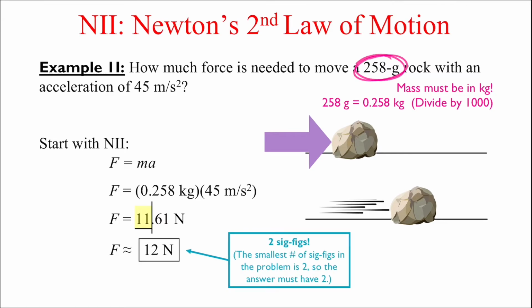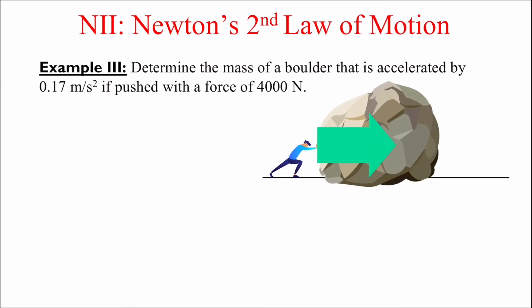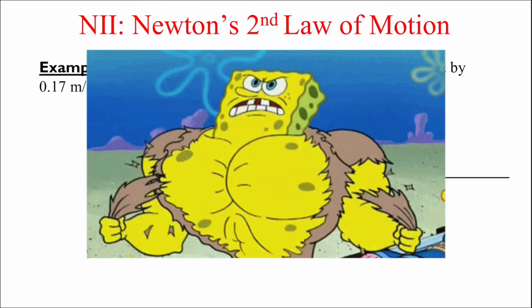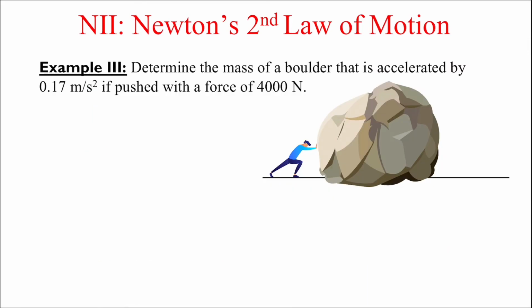In the last example, we'll determine the mass of a boulder that is accelerated by 0.17 meters per second squared if it's pushed with a force of 4,000 newtons, assuming that one person could apply that much force. We can of course anticipate this boulder to be extremely massive if it gained such a small amount of acceleration after such a large force was applied.